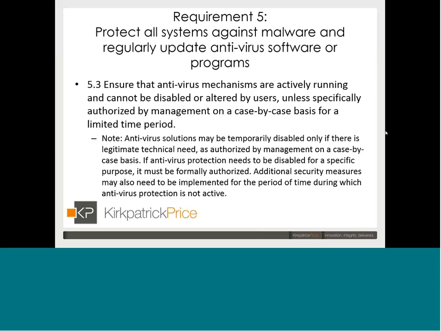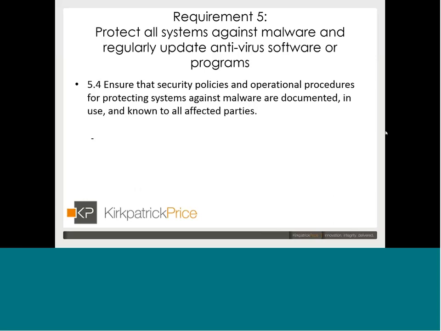Okay. Now, next is requirement 5.4, which requires companies to ensure that security policies and operational procedures for protecting systems against malware are documented, in use, and known to all affected parties. Steve, what are your thoughts on how often these security policies and operational procedures for protecting systems against malware should be updated? Yeah, all of your policies and procedures should be reviewed and updated at least annually. And you'll want to make sure that all of your documentation is maintaining a revision history so that the auditor can see the different phases that the document has gone through.